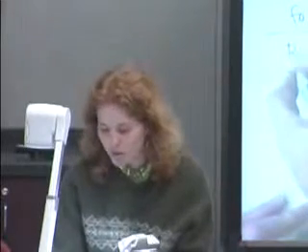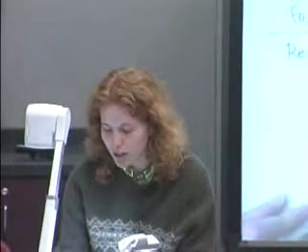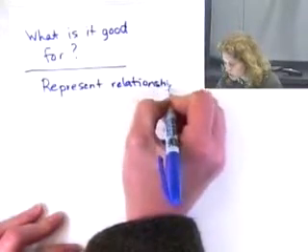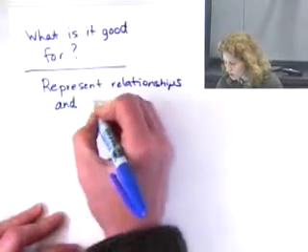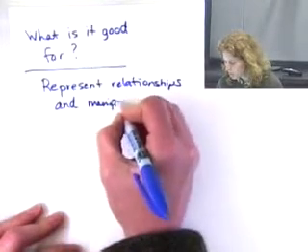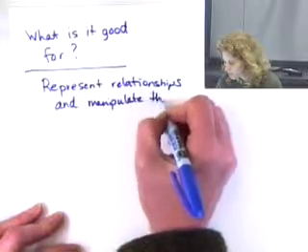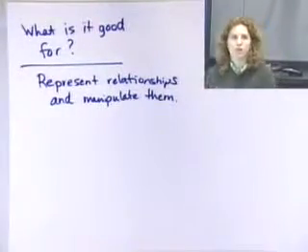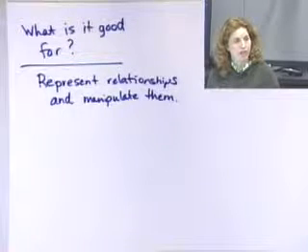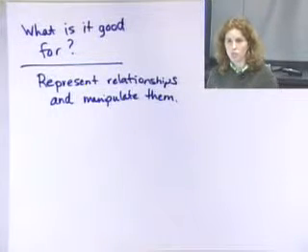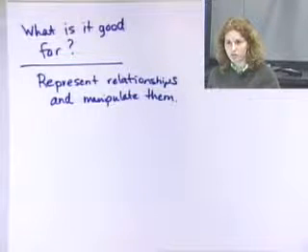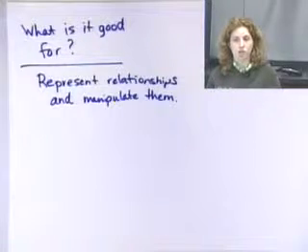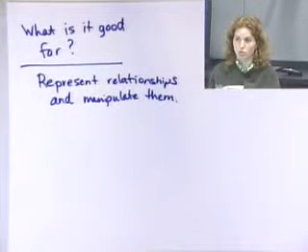So the main thing is to represent relationships and manipulate them. So we might actually want to find out, if I know all of the flights that are on American, one city to one city, exactly one nonstop flight, then if I use that relation again, then I can find all of the two-stop flights.